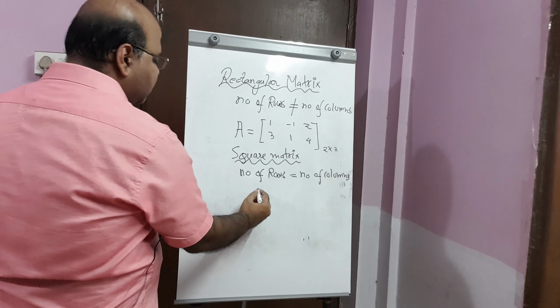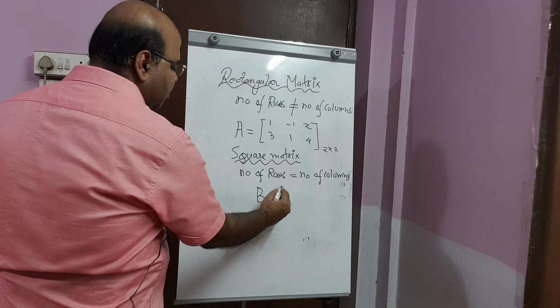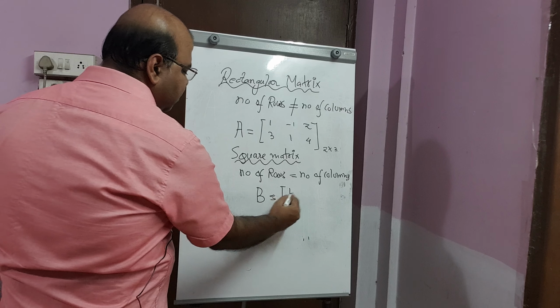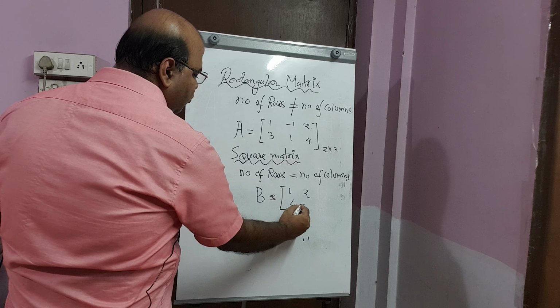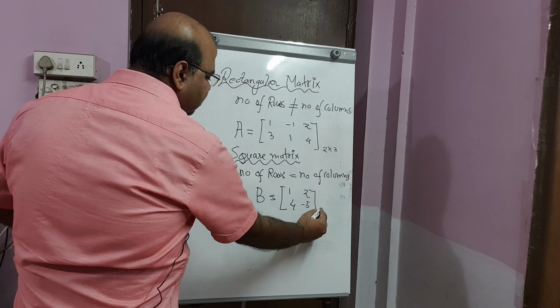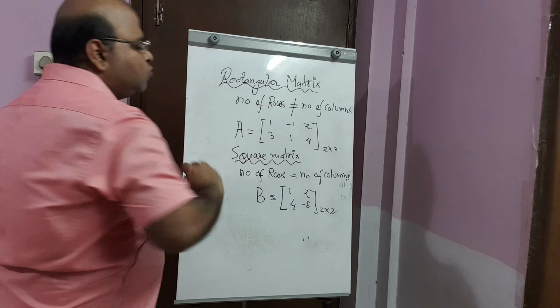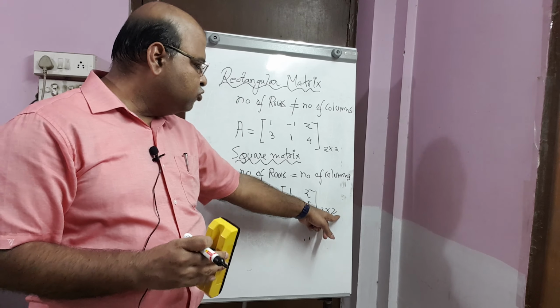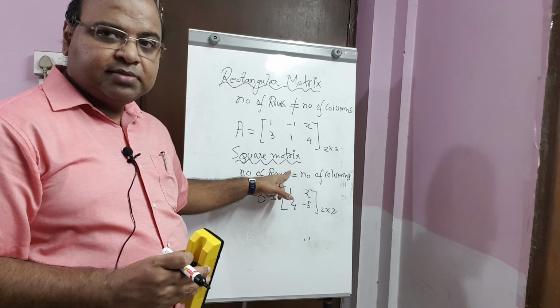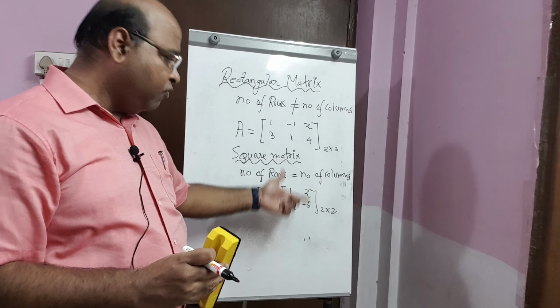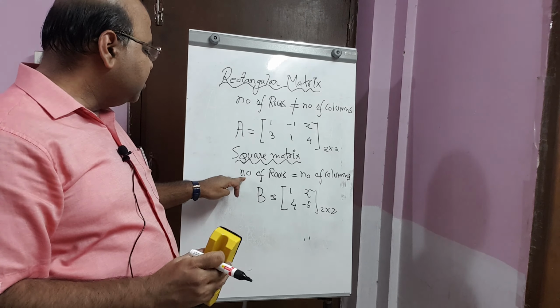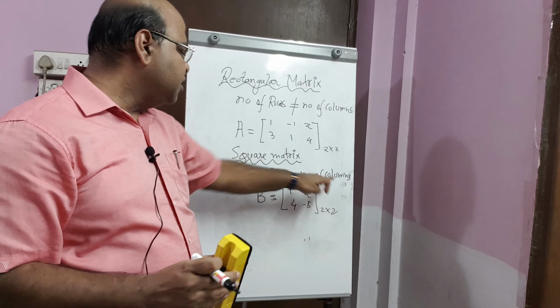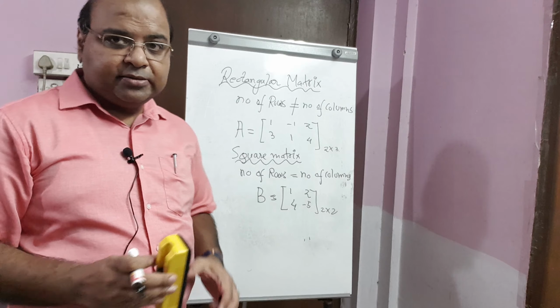For example, if I form a matrix B with 2 rows and 2 columns, say 1, 2, 4, minus 5. Here we have exactly 2 rows and 2 columns. Such a matrix is said to be a second order matrix, or a 2 by 2 matrix, or a square matrix. Similarly, it may have 3 rows, 3 columns, 4 rows, 4 columns, likewise. But wherever the number of rows and number of columns are equal, we call it a square matrix.